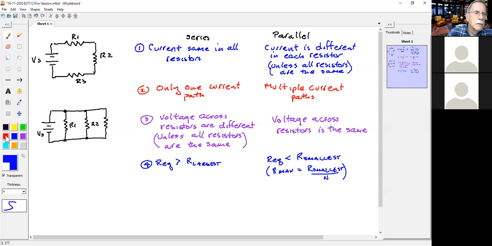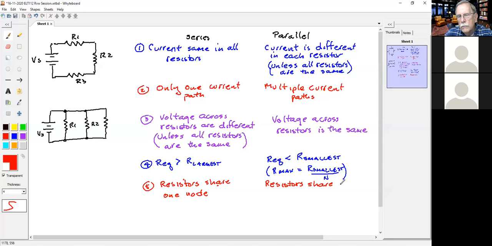In a series circuit, resistors share one node. So in other words, if we did the list of nodes with R1 connects between A and B and go on from there, we'd see that only one letter is the same for resistors in series. In parallel, resistors share two nodes.